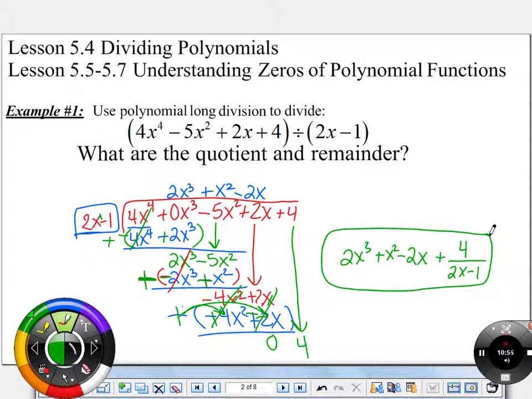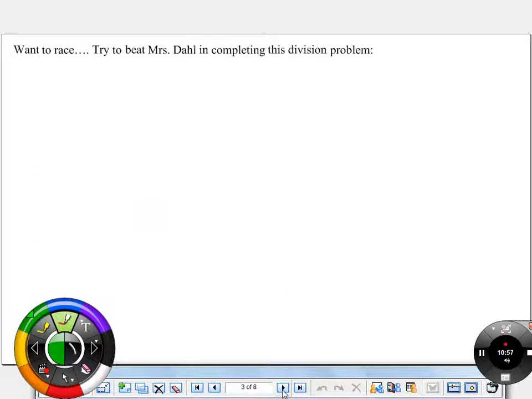Okay, so I'm going to pick a problem from the book, and we're going to race. We're going to see who is better at dividing.